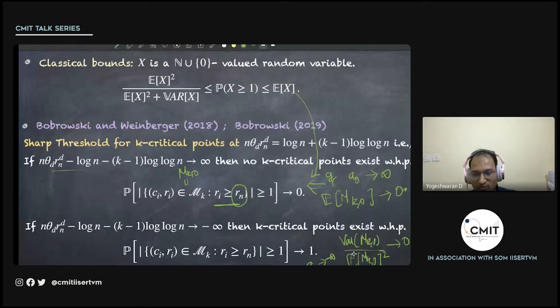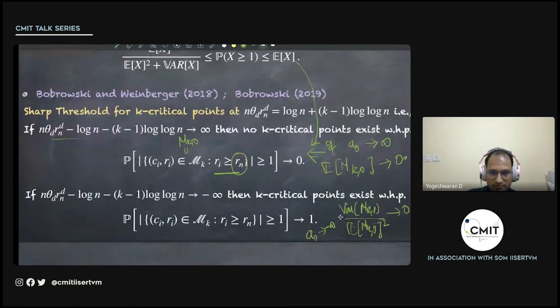When a naught goes to minus infinity, I use the lower bound, and observe that the variance divided by expectation squared goes to 0. So this ratio becomes 1. That is it. As I said, the hard work is in understanding the expectation and variance of some random quantity.